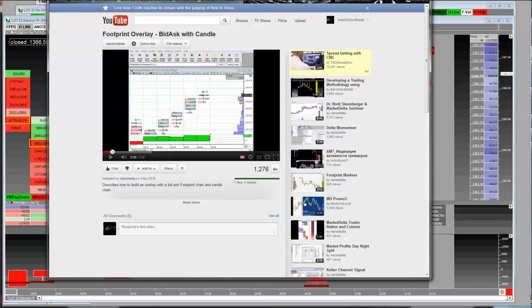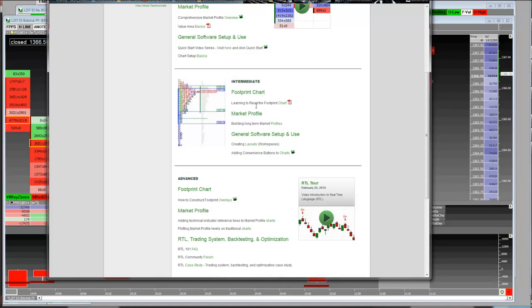And some people like it. It's not absolutely essential to have it set up that way, but it does add a different dimension to reading this information, so I'll share that as well. So worthwhile checking these resources out. Definitely read this when you get some time, learning to read the footprint chart. I've dropped the link, direct link there in the chat panel.